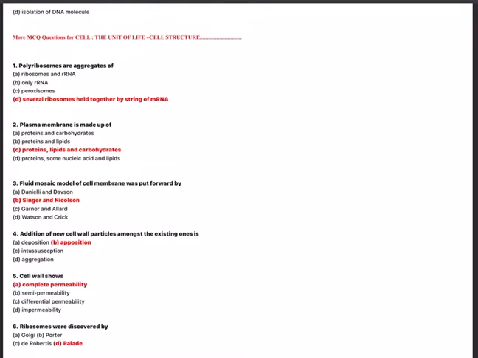Then third question, fluid mosaic model of the cell membrane was put forward by, just now I said, Singer and Nicholson. Question 4. Addition of new cell wall particles among the existing ones is deposition, apposition, intersection and aggregation. Of course it is addition. Addition is always apposition. Cell wall shows complete permeability, semi-permeability, differential permeability, impermeability.